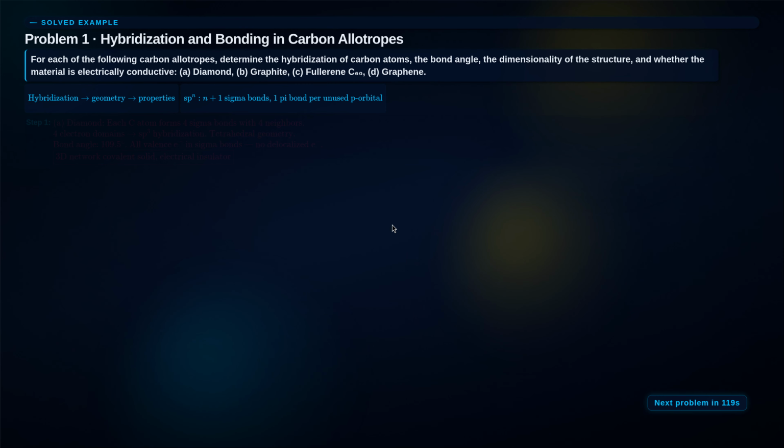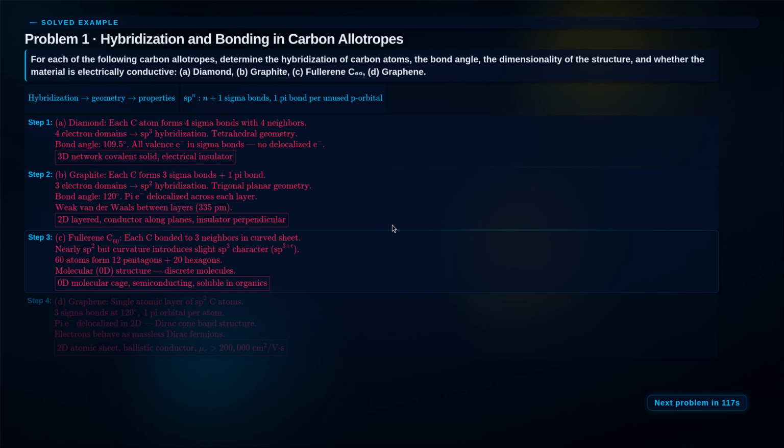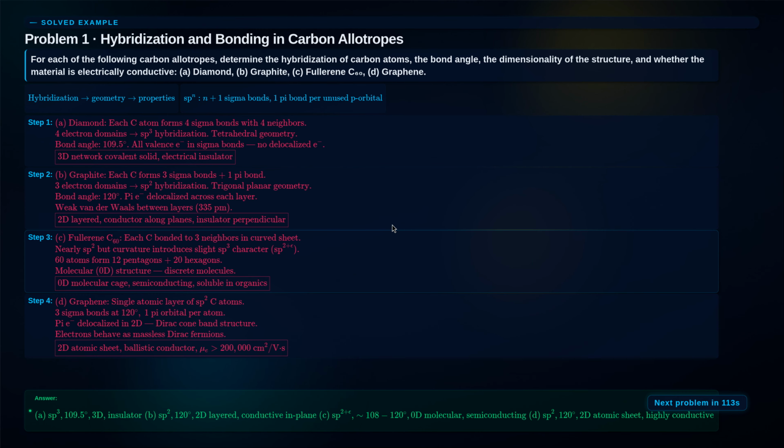Problem 1. For each of the following carbon allotropes, determine the hybridization of carbon atoms, the bond angle, the dimensionality, and whether the material is electrically conductive. Diamond, graphite, fullerene C60, and graphene. Follow this step-by-step analysis.